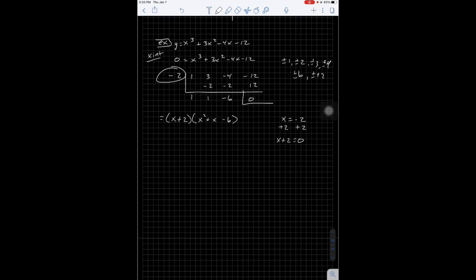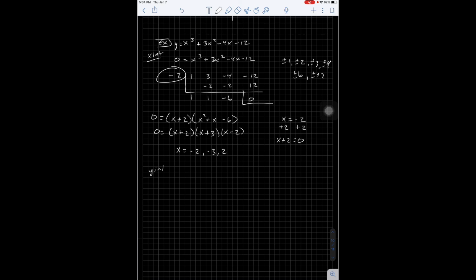Now, because this is only a cubic, I only have to do synthetic division once because I'm already down to a quadratic. And this one happens to factor, which is nice, x plus 3, x minus 2. You can use the quadratic formula on it every time if you choose. You'll get -3 and 2. And this gives us x-intercepts of -2, -3, and 2.